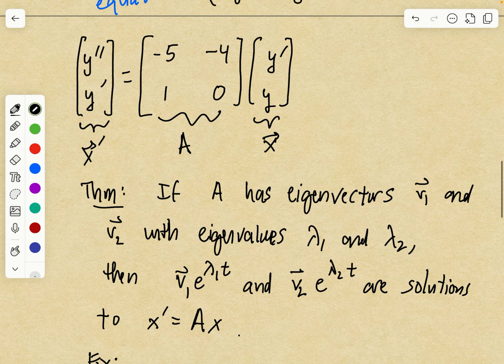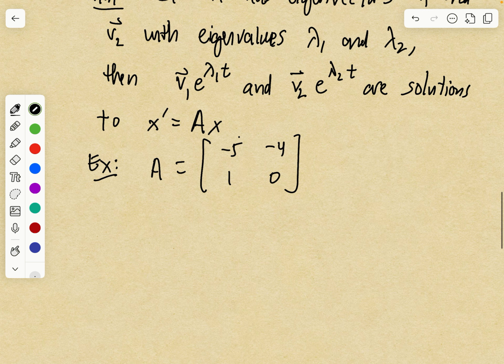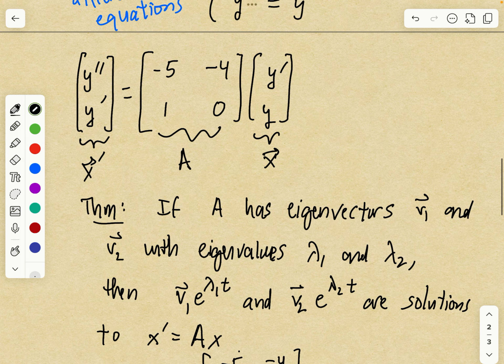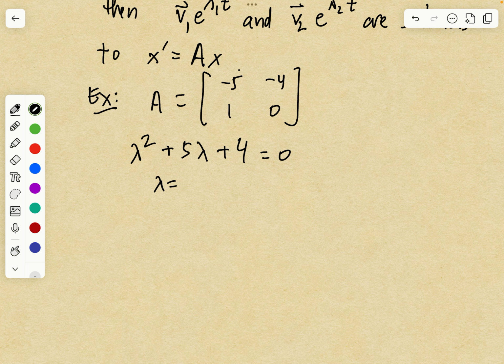So in this case, I have the matrix A, which is -5, -4, 1, 0. Those are the rows. Let's find the eigenvalues. The characteristic polynomial of this is going to be lambda squared minus the trace, and the trace is -5, so I get plus 5 lambda, and then plus the determinant, which is minus -4, which is positive 4. And you see, this is the characteristic polynomial of A. I set that equal to 0 to find the eigenvalues. And that's the same as the characteristic equation here, except I just use r instead of lambda. So that characteristic equation really is from the characteristic polynomial of this matrix. And we solve this, we get that lambda is -1 and -4.